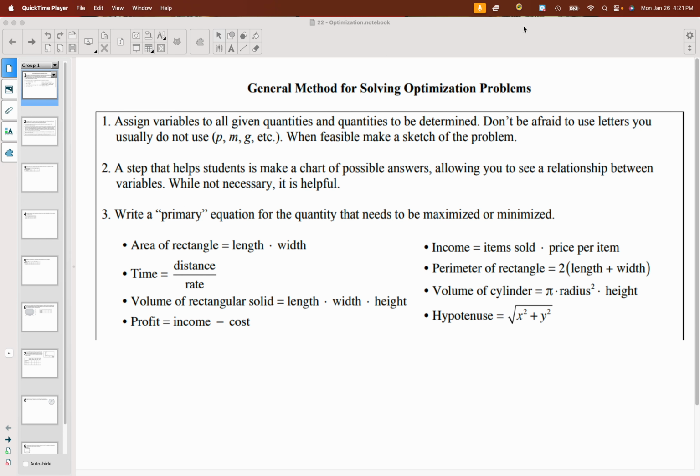I want to talk a little bit more about optimization. So first, rather than me just read this to you, I'm going to have you just read it. You can pause the video and read through this information.